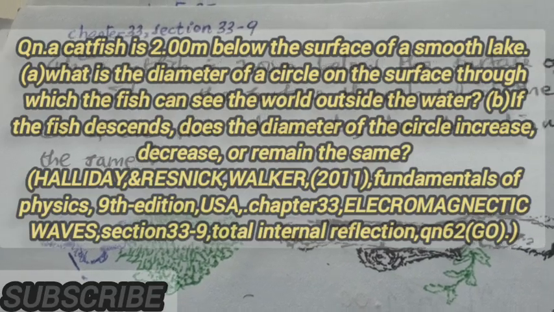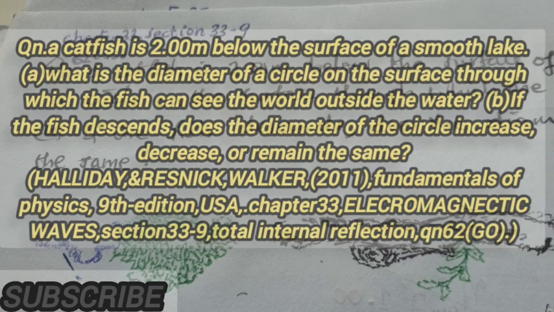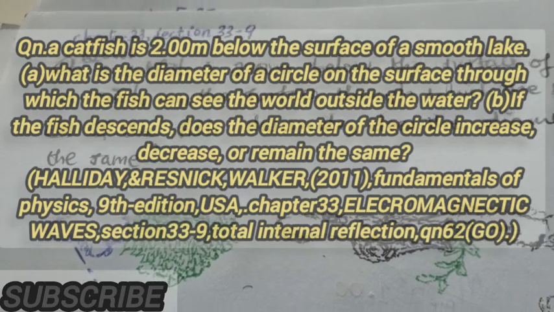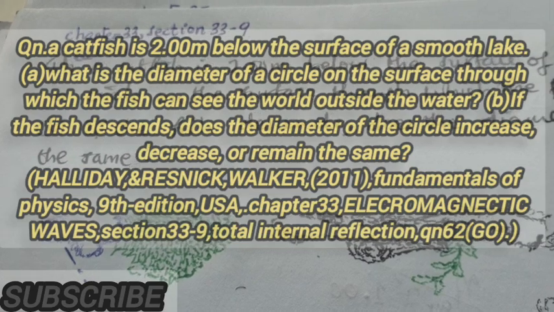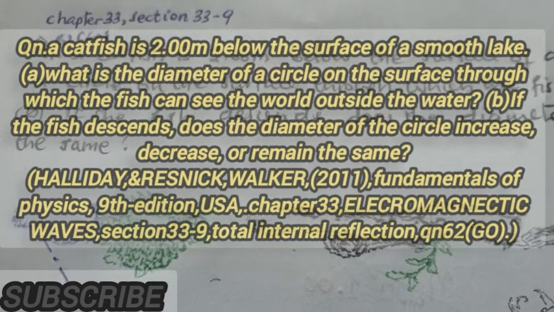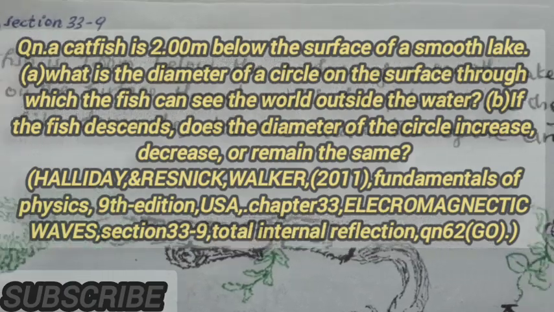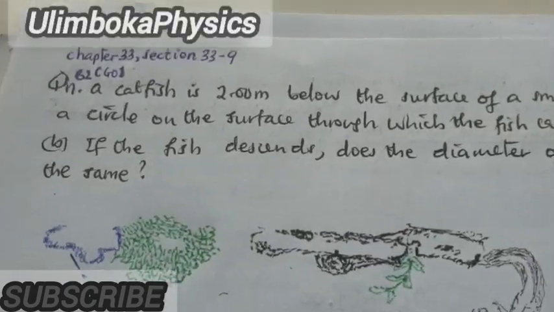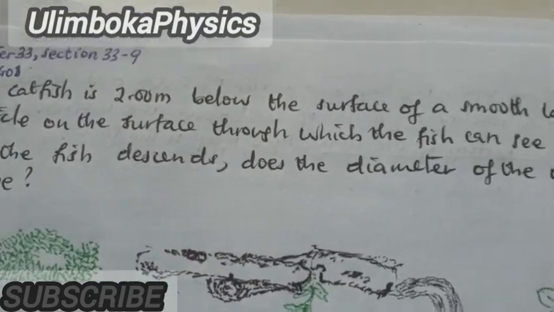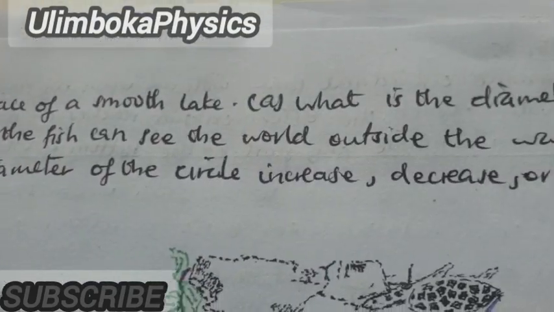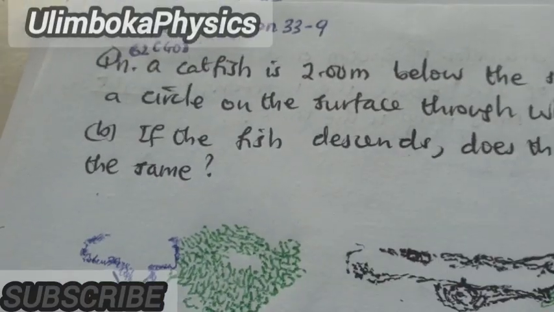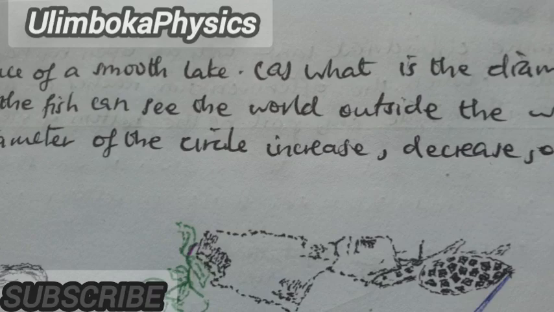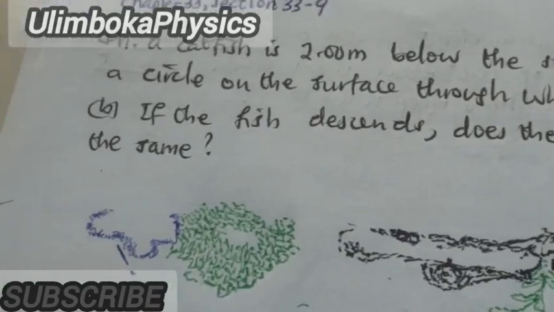We have a question from Halliday, Resnick and Walker. Question 62 from chapter 33, the concept of reflection and refraction of light. A catfish is 2.00 meters below the surface of a smooth lake. What is the diameter of a circle on the surface through which the fish can see the world outside the water? Another question: if the fish descends, does the diameter of the circle increase, decrease, or remain the same?